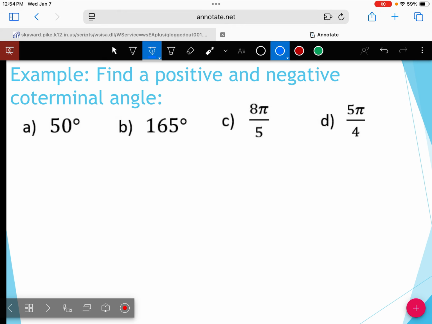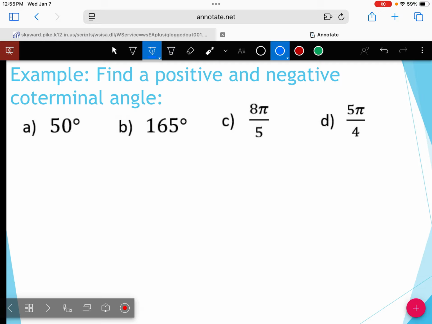All right, so let's get started. 50 degrees. Now, fifth period scared me. I'm going to ask sixth period. What quadrant is 50 degrees going to be in?